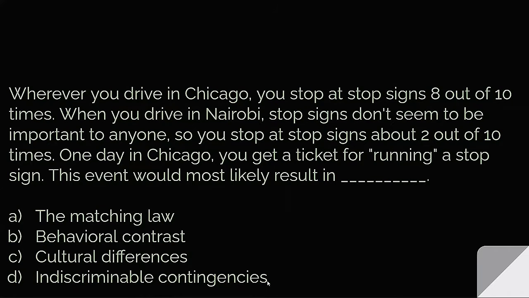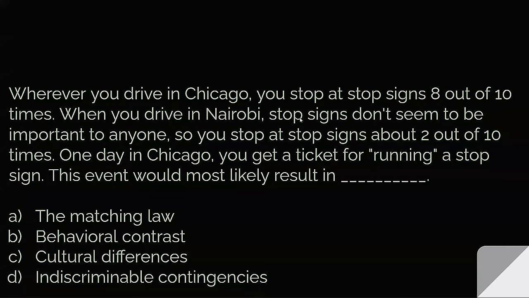Anyway, D, indiscriminable contingencies. Does running a stop sign or all of this setup likely result in indiscriminable contingencies? I'm going to say no. So if you said yes, fine, we can chit chat and we can argue by email. But what I'm going to say is, sure, there seem to be some indiscriminable contingencies. You don't know when your stop at a stop sign is going to be reinforced or punished, in this case, like running the stop sign. But this whole scenario doesn't result in an indiscriminable contingency.